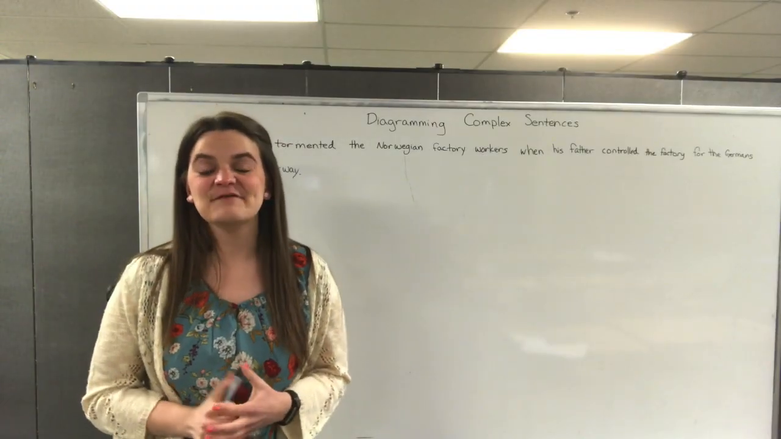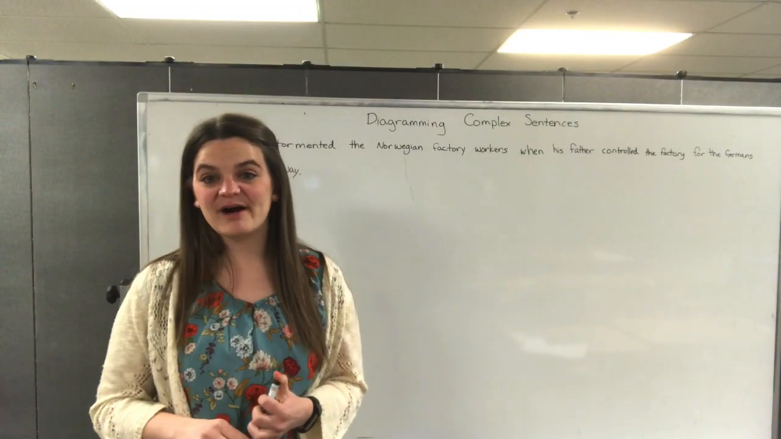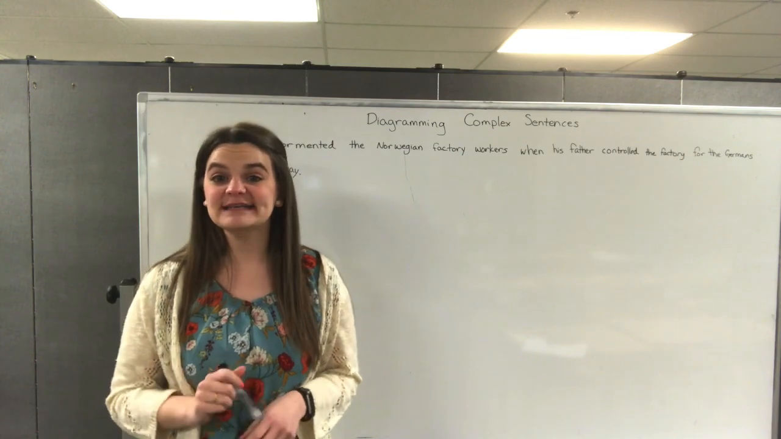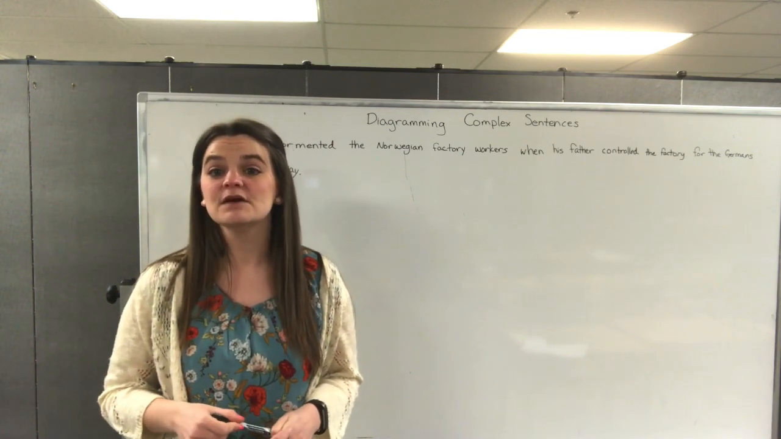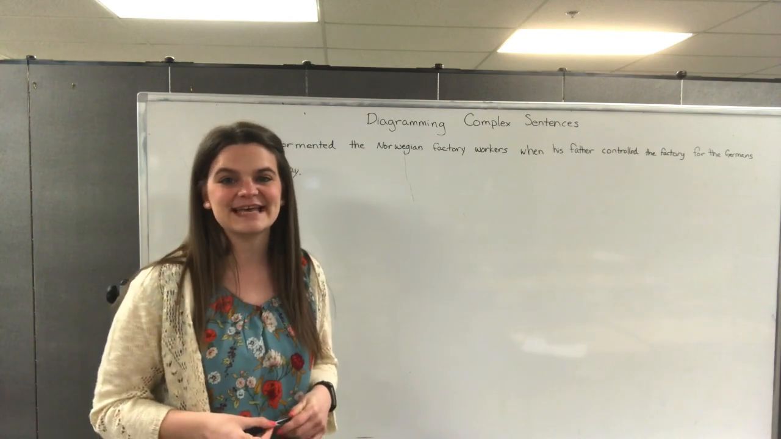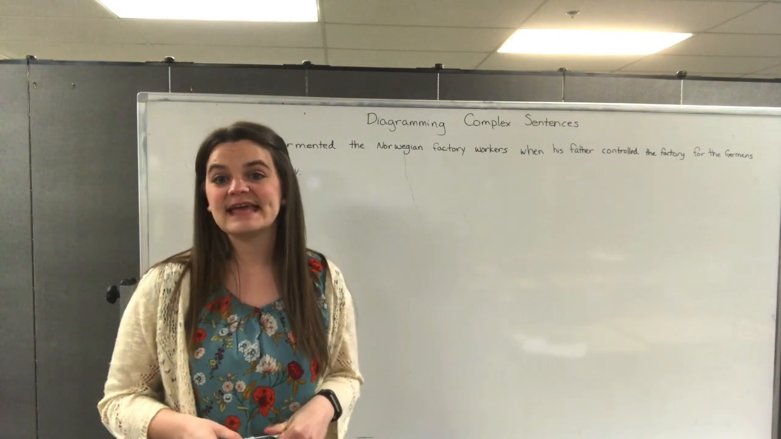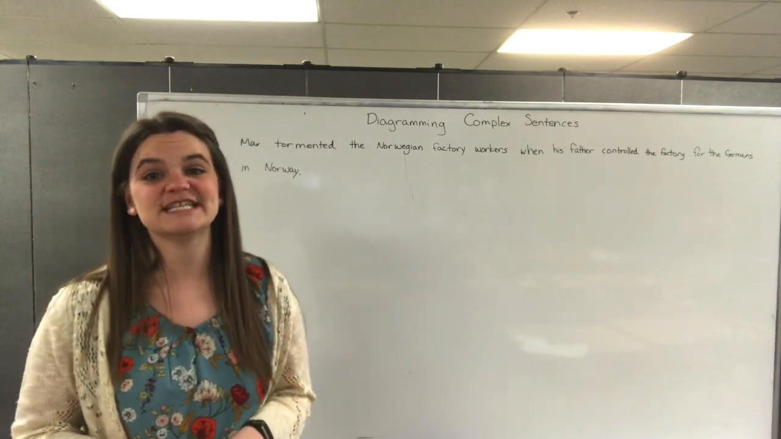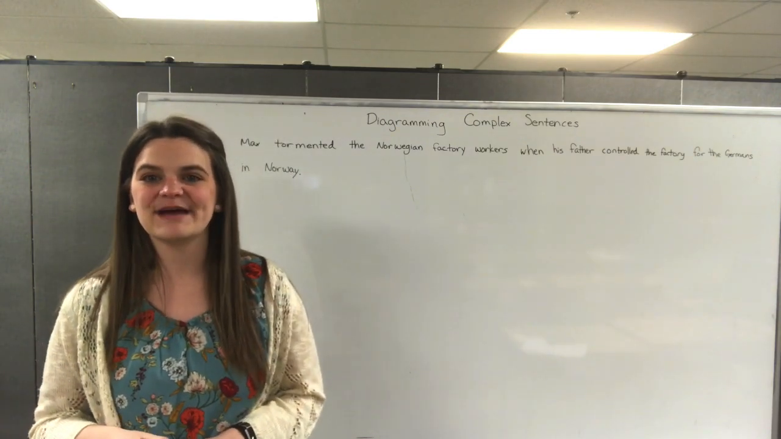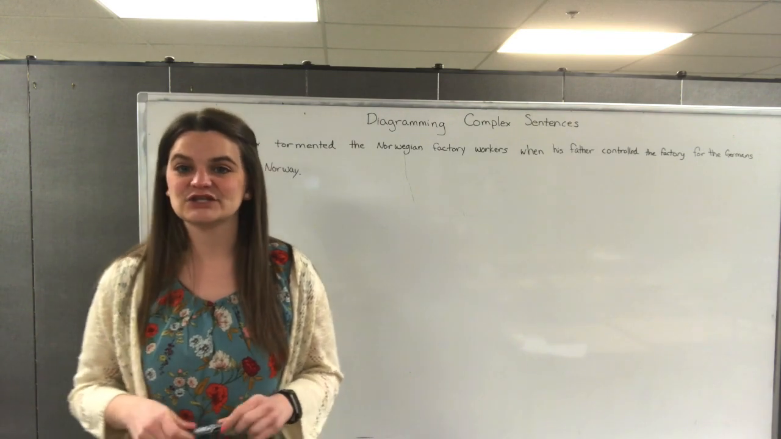Hello students, today we are going to talk about diagramming complex sentences. We've already discussed what a complex sentence is. It is made up of two clauses, an independent clause and a dependent clause. And so we're going to talk about diagramming them today. They're very similar to diagramming compound sentences with a slightly different structure to the line.